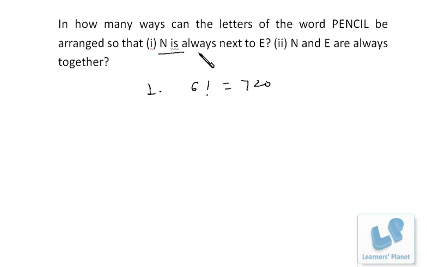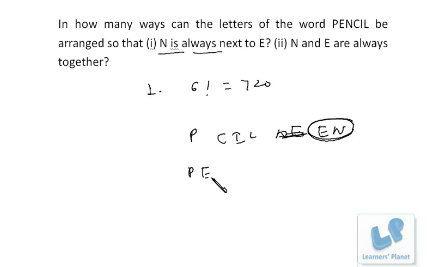Now we take this condition, that is N is always next to E. That means, see, we have P, C, I, L and N and E. N is always next to E. That means what we want is the situation E and N. Now I take this as a single word because we have to make them together. We have to set them together. So I just take it as a single word.